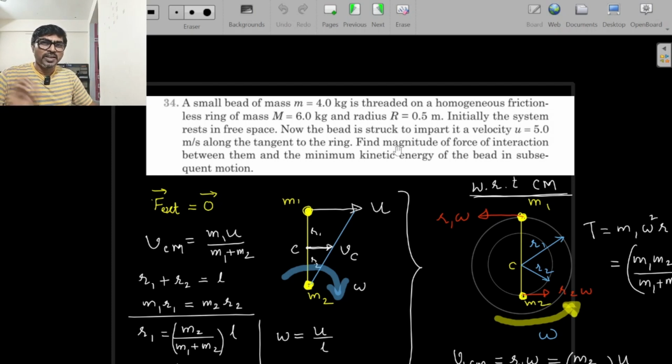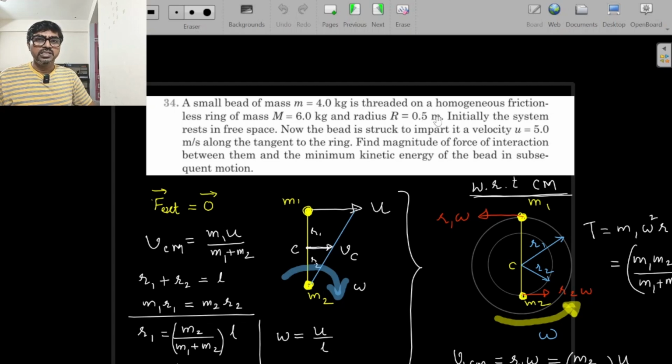Hello everyone, welcome back to another interesting question on center of mass frame taken from Pathfinder. Let's read the question. A small bead of mass m equals 4 kg. It's threaded, and it's also small, meaning you can neglect the rotational inertia of the mass. It is threaded on a homogeneous frictionless ring. Friction is neglected, of mass 6 kg and radius 0.5 meter.